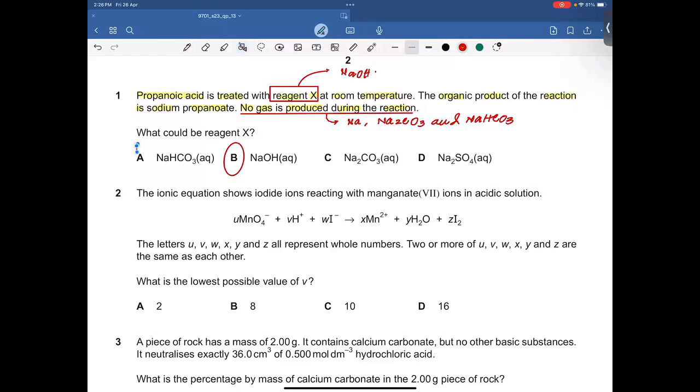And obviously A is incorrect because it produces carbon dioxide. C is also incorrect because it produces carbon dioxide. And D is also incorrect because sodium sulfate is a neutral salt, it cannot react with this acid. All right. So it's a neutral salt, guys. Remember this.